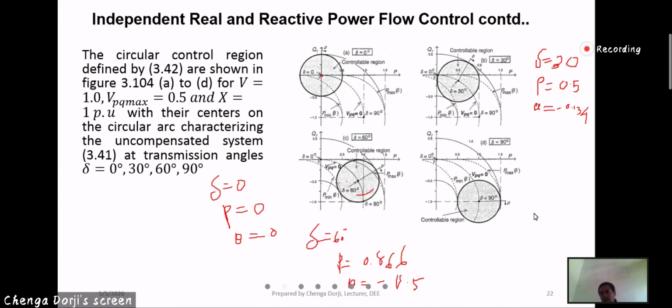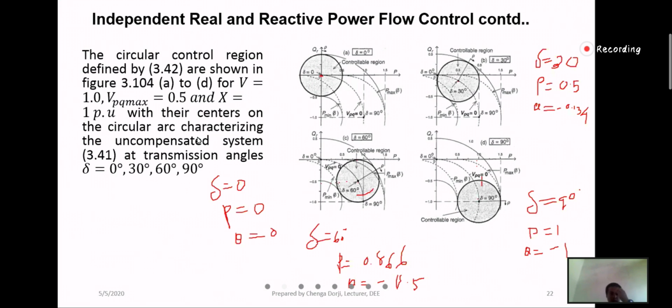Then similarly, when del is equal to 90, p is sin 90, so p is 1, and q is minus 1. So you plot 1 here and then minus 1 here. With this as center, you draw a circle here. So this is what you'll have.